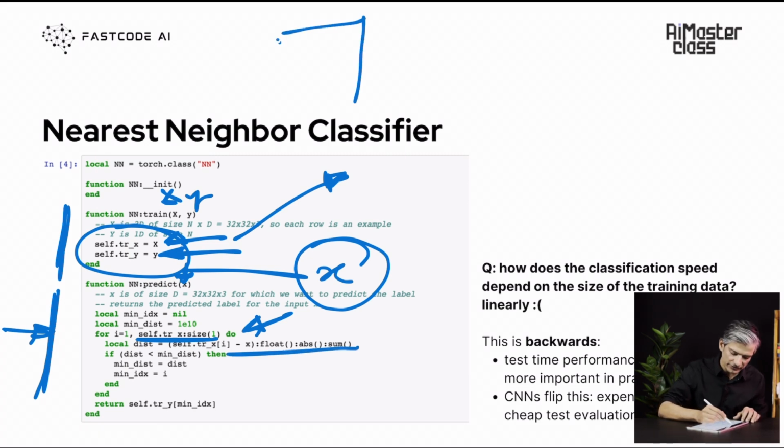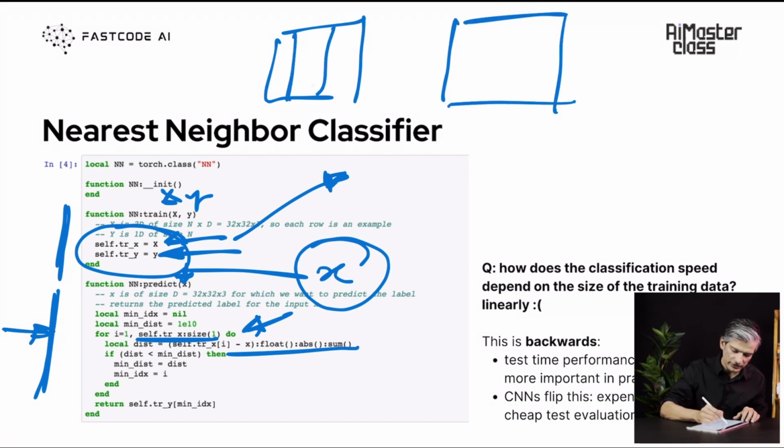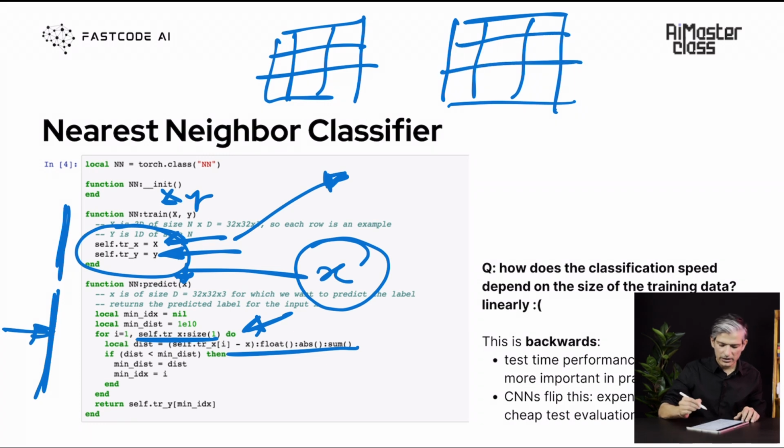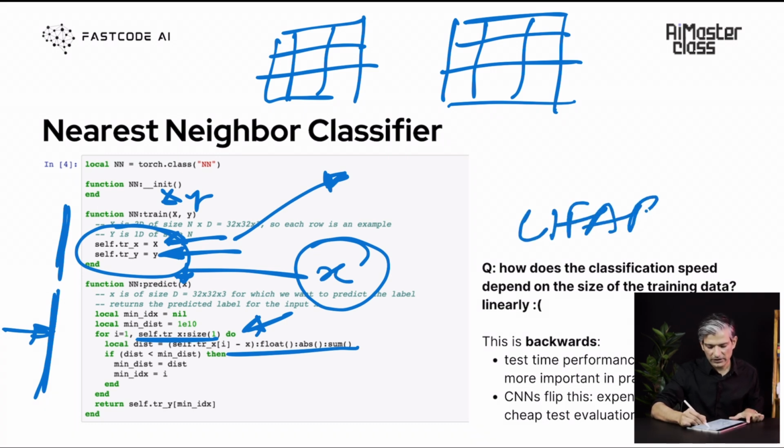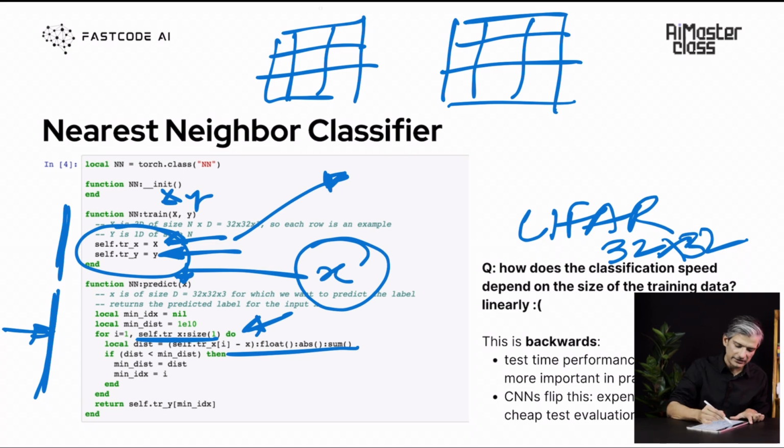And absolute distance is something very simple. So this is, let's say, a small 3x3 image. Though in reality, if we do handwritten digits, they are 28x28. We will look at a data set called CIFAR, where it's 32x32. But here, for explanation, let's say our images are of size 3x3.